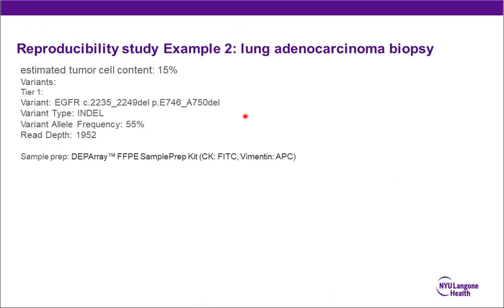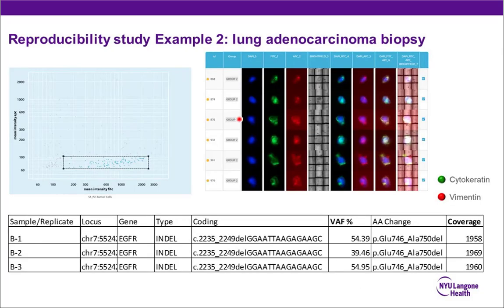Let me show you quickly another example. This is a tumor that was estimated to be 15%. Obviously, it was not, because you can see variant allele frequency is about 55% here, EGFR exon 19 deletion, and this is how we selected the cells.